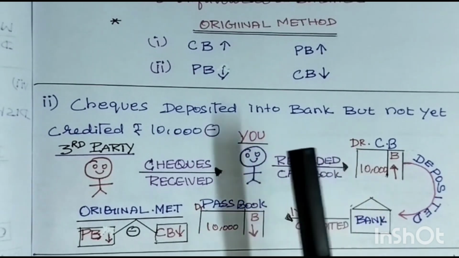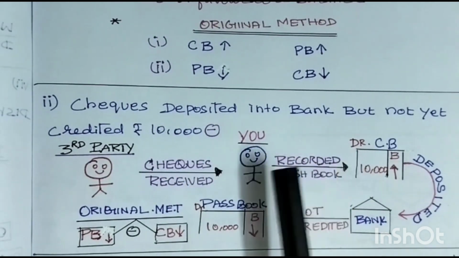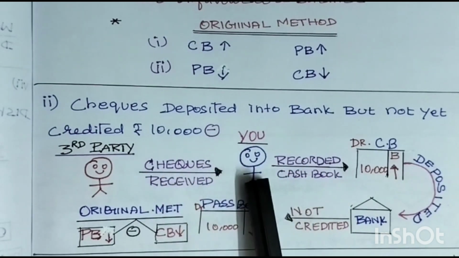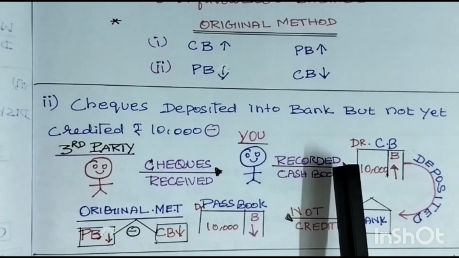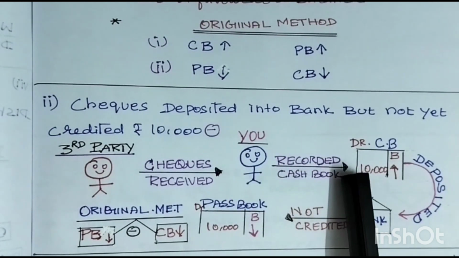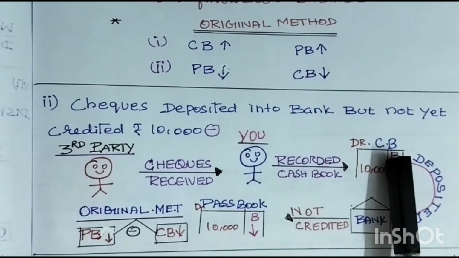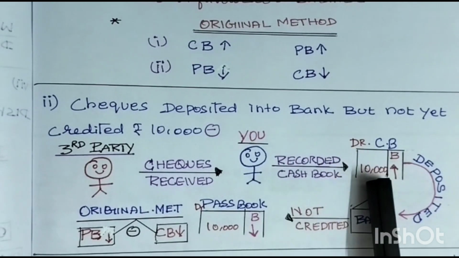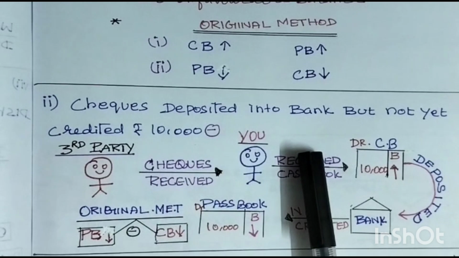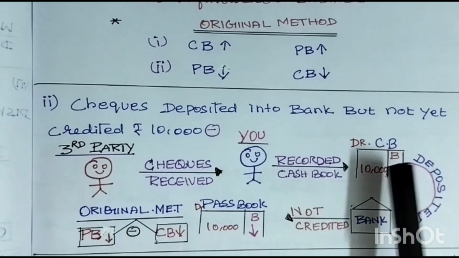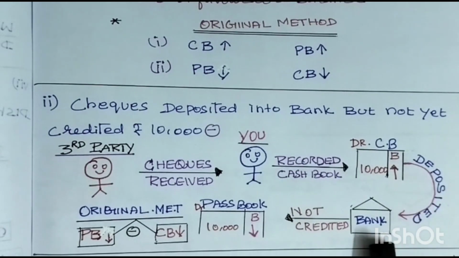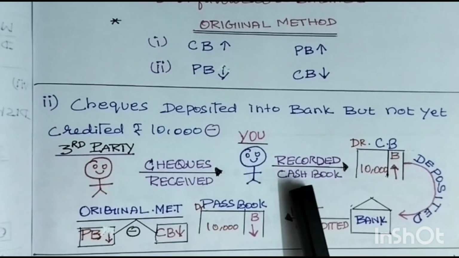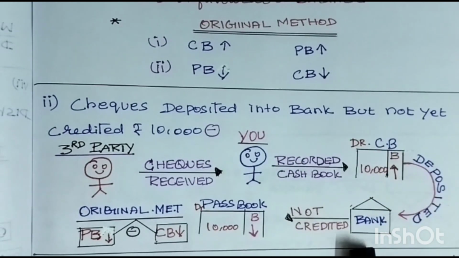After receiving the cheque, immediately you recorded it in your cash book. What do you record in the cash book? You received a cheque, which means your income increased. So you received income from the third party through cheque, and immediately you recorded it in your cash book. That means your cash book increased. On the debit side, bank column, cash book 10,000 rupees increased because you received the cheque. After entering it in the cash book, you deposited that cheque into the bank. That 10,000 value of cheque, only after recording it in the cash book, you deposited into the bank.